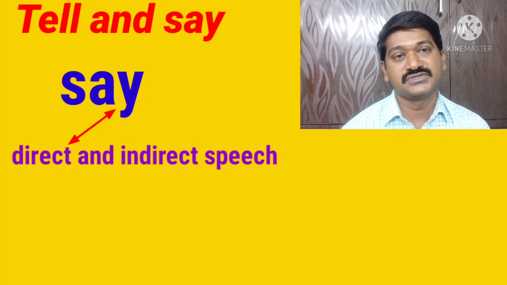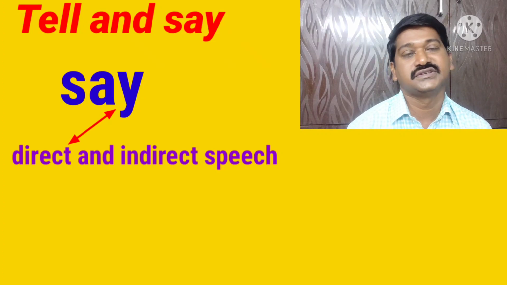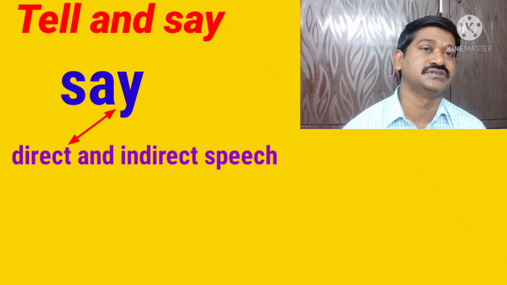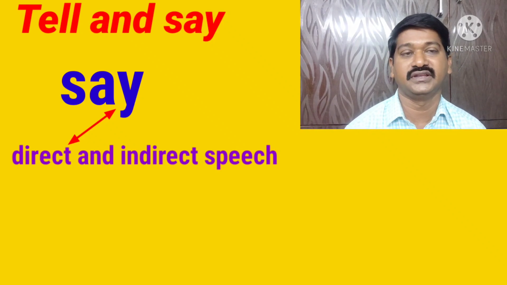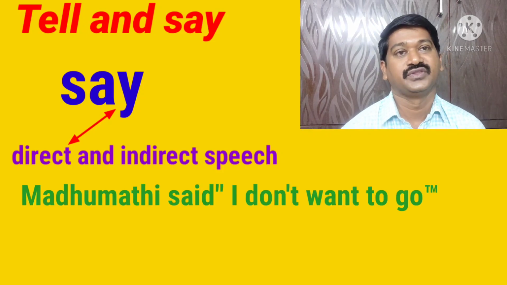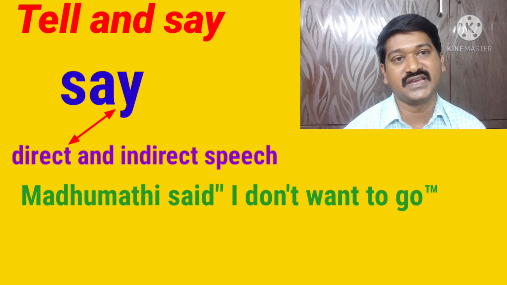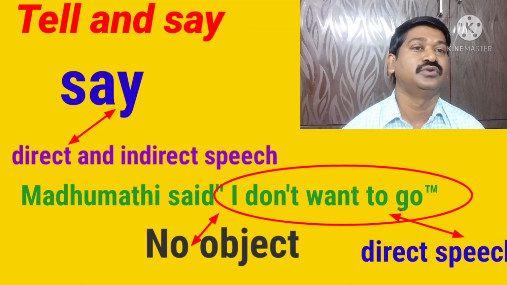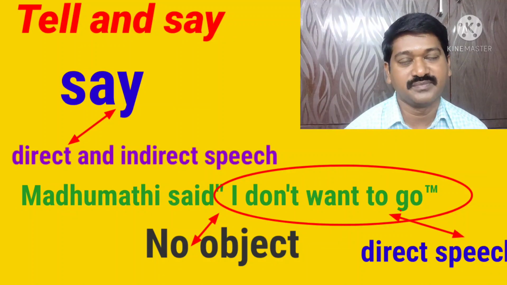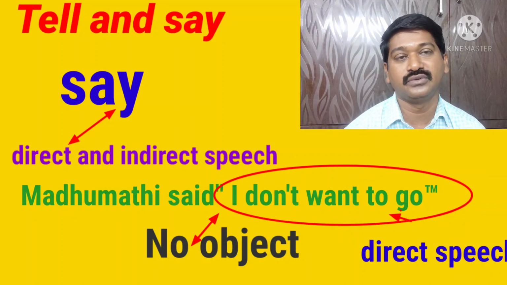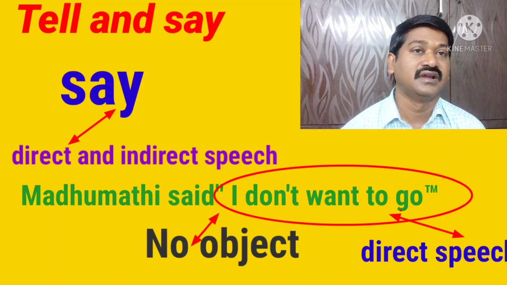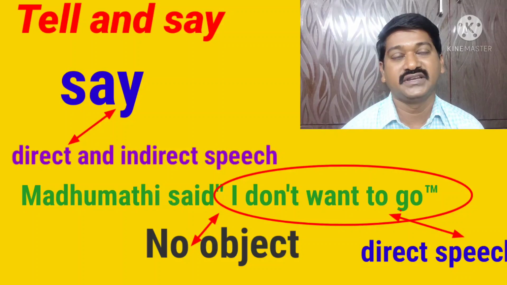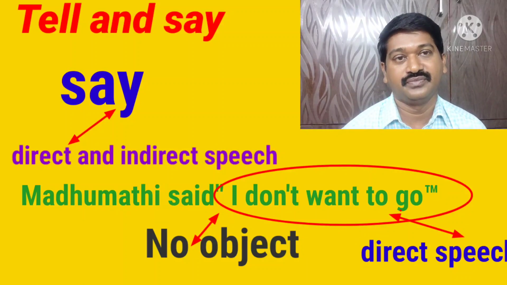Say has three forms: say, said, said. Say is used in direct speech, and in the same way, in indirect speech also. If you take the example, Madhumati said, I don't want to go. It is direct speech. So here we used said, and after said, there is no object.